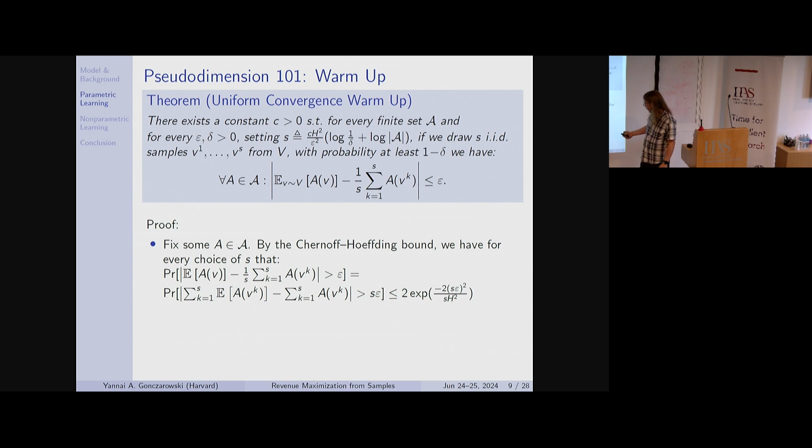By Chernoff-Hoeffding or Azuma, if Sergio were in the audience, he would say, why do you say Chernoff-Hoeffding? Everything is a special case of Azuma, so if you know the Azuma inequality, you can do that. This is less than or equal to what Chernoff-Hoeffding tells you.